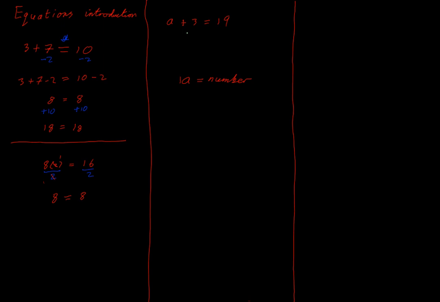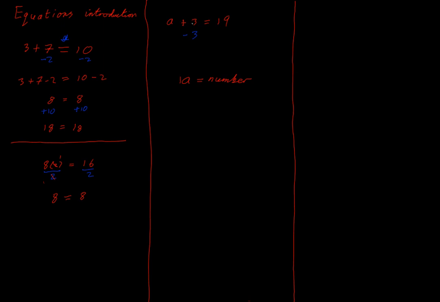What I'm going to do is subtract 3 from this side. Now, why do I want to do that? Because I want to end up with A is equal to a number. And at the moment, I have A plus 3 is equal to a number. And I don't want this 3 here. I want 0 numbers on the left-hand side. I just want to have an A on the left-hand side.